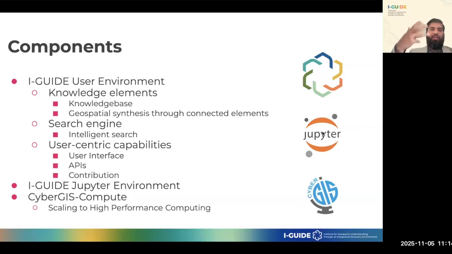So these are three major components: the user environment, the Jupyter environment, and the HPC interface. The user environment allows the user to register, connect, and discover these resources. The Jupyter environment makes these resources actionable. And finally, the HPC integration makes the knowledge elements, the discovery, and the workflows based on them more scalable.